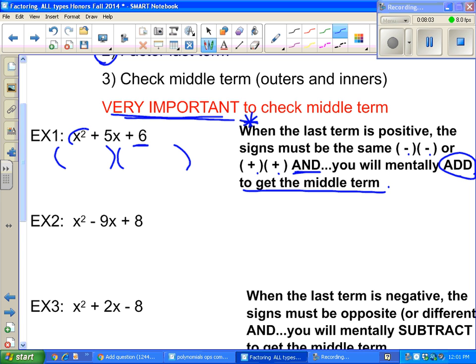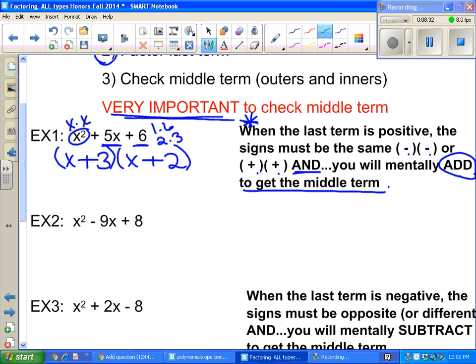Think about everything that factors the first term. Well, there's only one way, it's x and x. Everybody gets really comfortable with x and x. What multiplies to give me 6 could be 1 times 6 or 2 times 3. Now, since I'm mentally adding, I want to add to get a positive 5. Well, adding 1 and 6 doesn't give me 5. Adding 2 and 3 does give me 5. And it has to add to be a positive 5. So it's going to take a positive 2 and a positive 3.